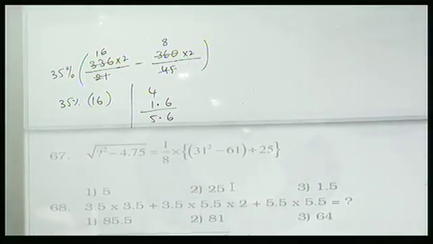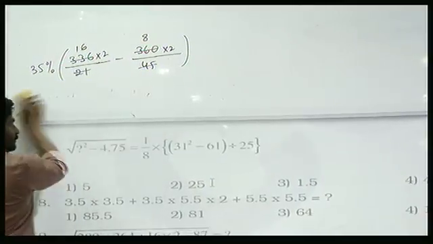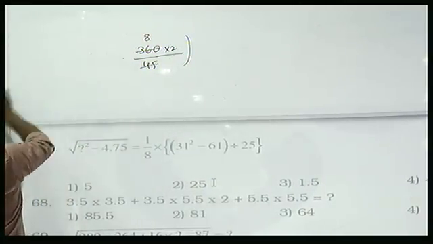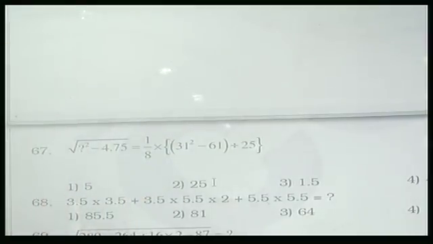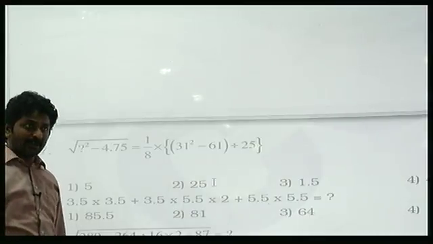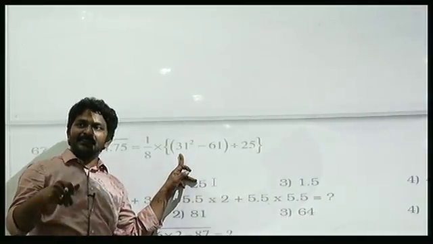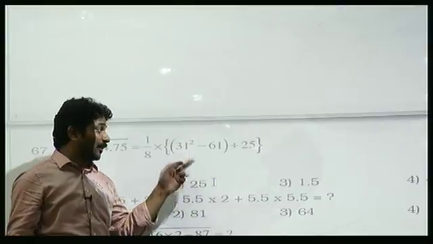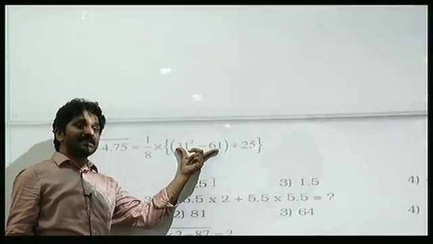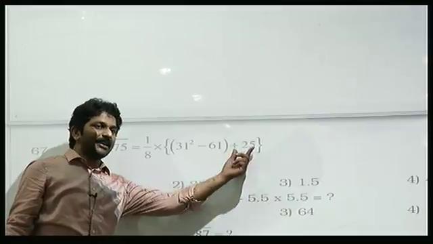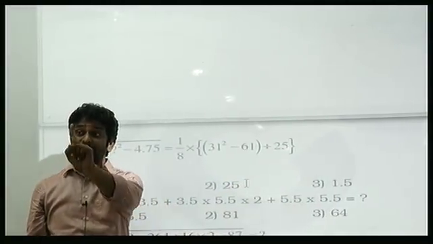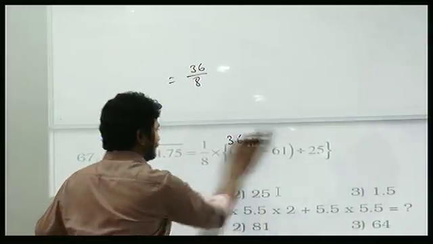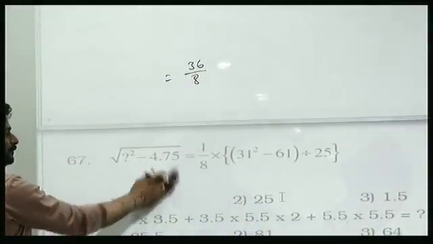67. 31 square. You know 30 square? 900. 31 square will be 30 square plus 30 plus 31. How much is that? 961. Minus 61? 900. 900 divided by 25. How many hundreds will be? How many 25s will be there in 100? Don't convert it.